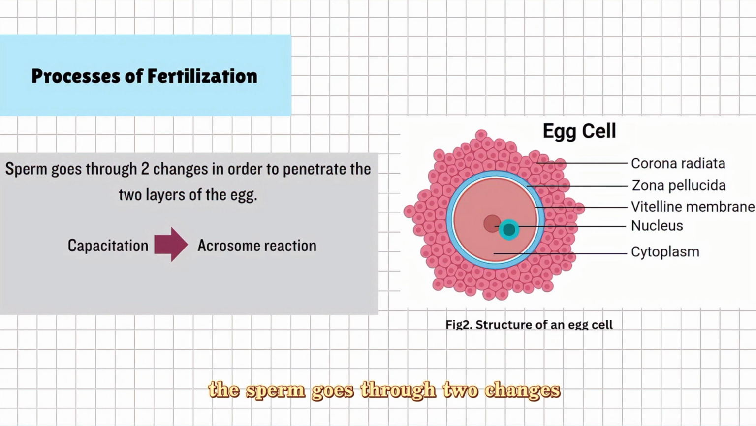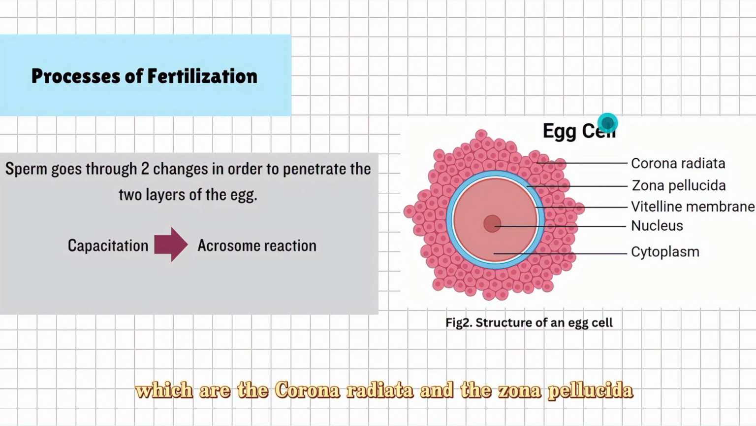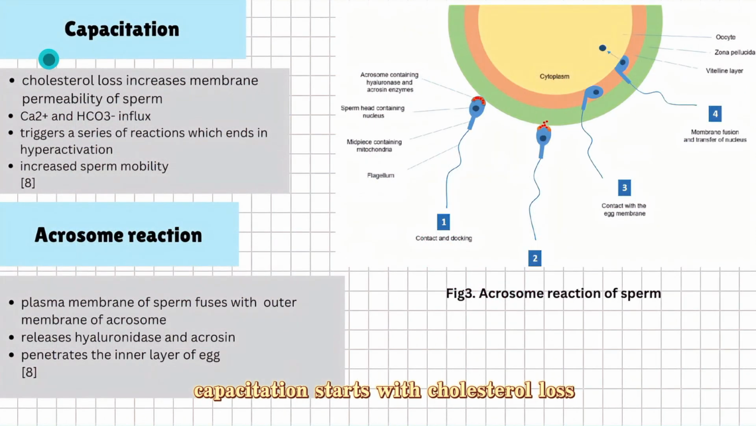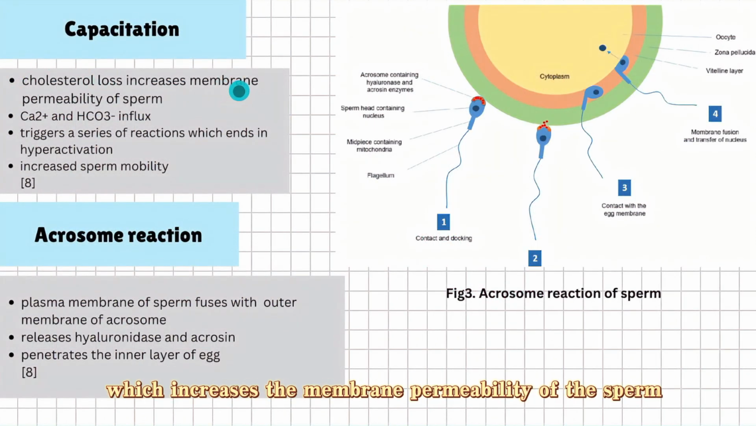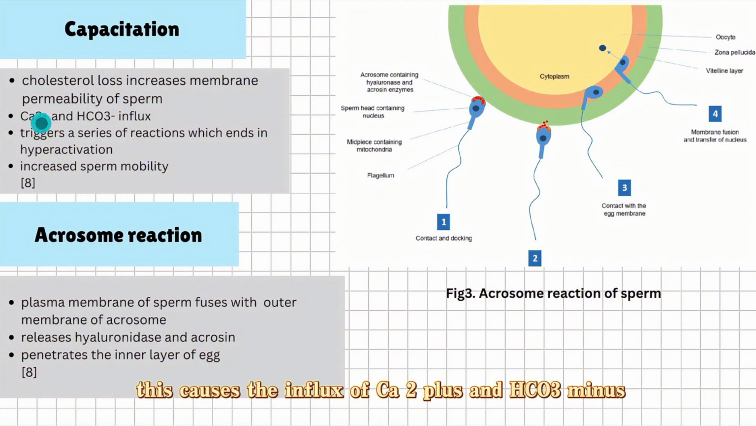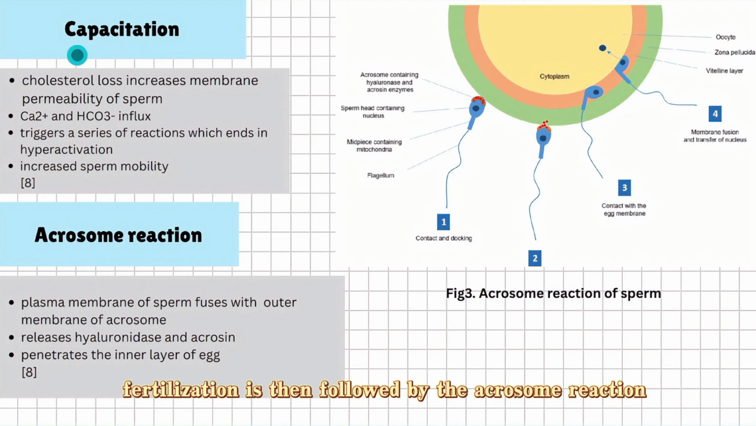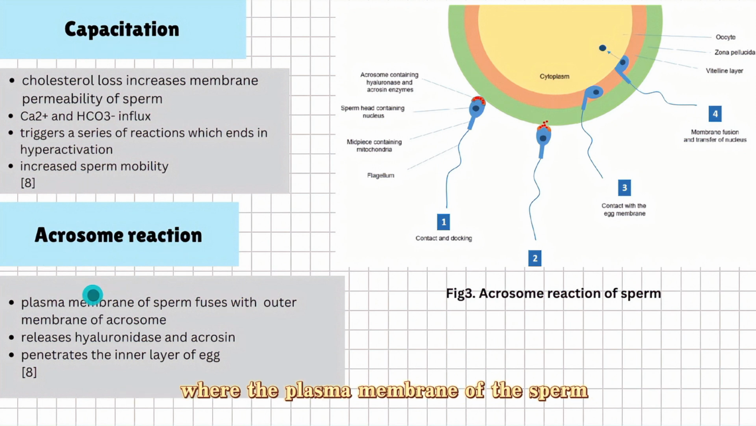The sperm goes through two changes to penetrate the two layers of the egg, which are the corona radiata and the zona pellucida. The two changes involve capacitation and then the acrosome reaction. Capacitation starts with cholesterol loss, which increases the membrane permeability of the sperm. This causes the influx of Ca2+ and HCO3- into the sperm, triggering a series of reactions, which ultimately leads to increased sperm motility. Capacitation is then followed by the acrosome reaction, where the plasma membrane of the sperm fuses with the outer membrane of the acrosome. This releases digestive enzymes such as hyaluronidase and acrosin, which help penetrate the inner layer of the egg.